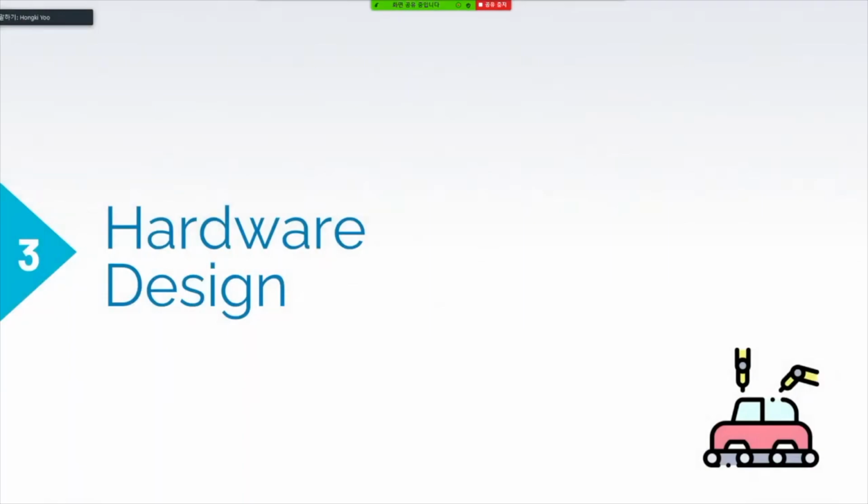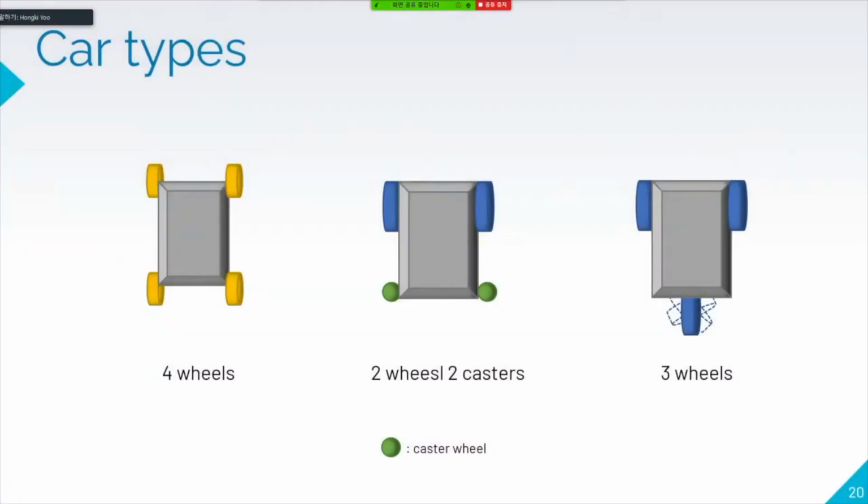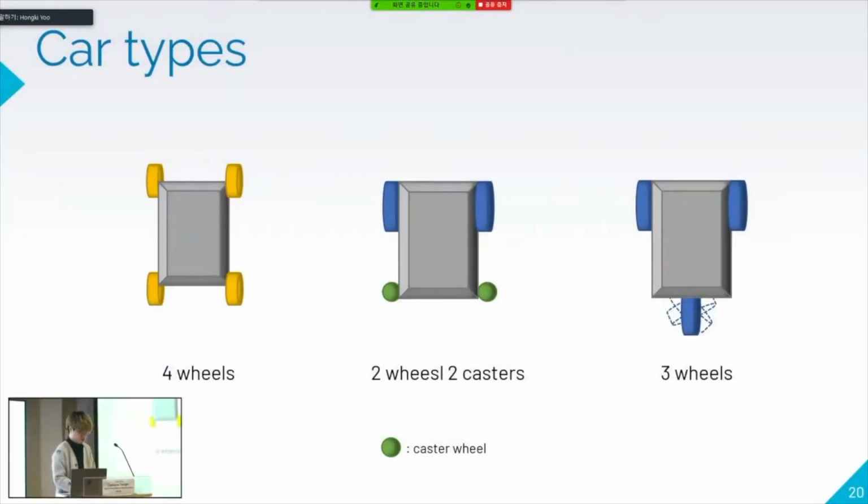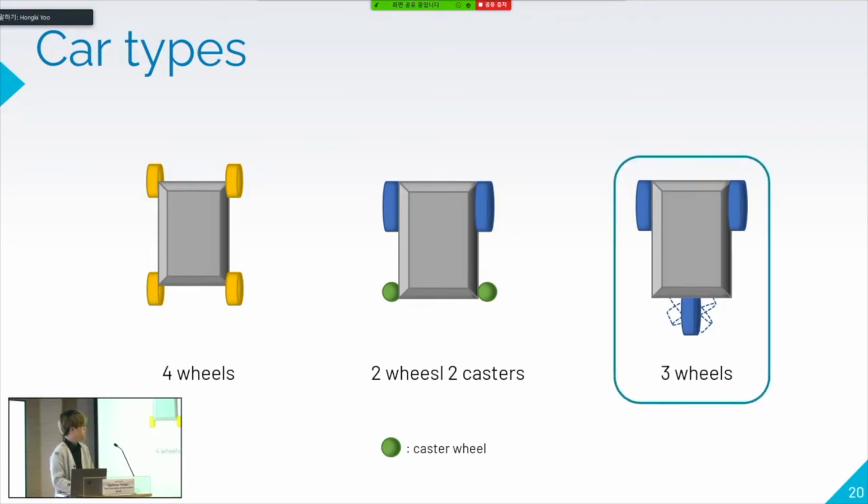Next is hardware design. Our initial model was a 4-wheel skidding car, but since there was a problem with skidding, we came to the idea of 4-wheel and 2-wheel two-caster and 3 wheels. And our final model is 3 wheels.